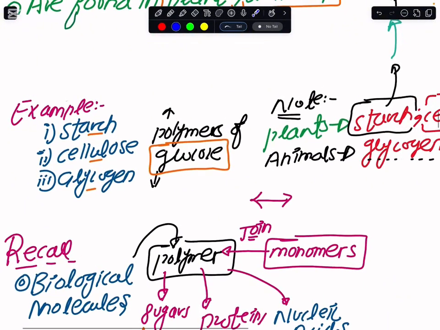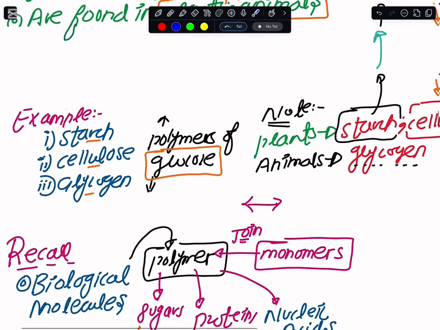Now you need to know the names of these complex sugars. We have starch, cellulose, and glycogen. The starch and the cellulose are available within the plants. The glycogen is present within the animals. All of these complex sugars are polymers of glucose. I take glucose and link it in multiple ways, in different configurations, and lastly we end up making all of these.